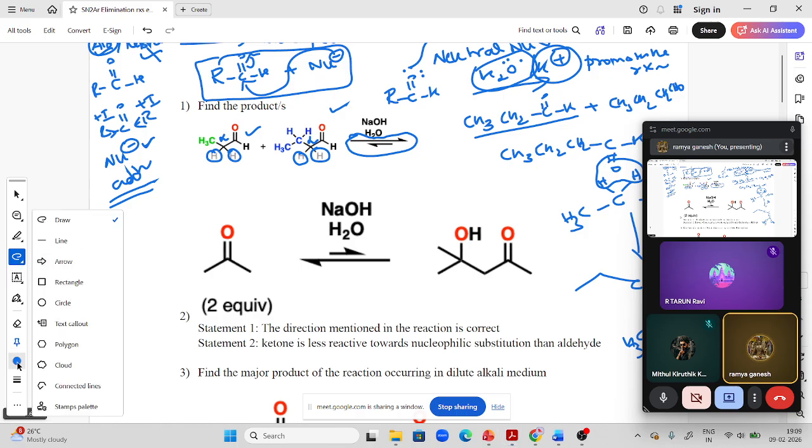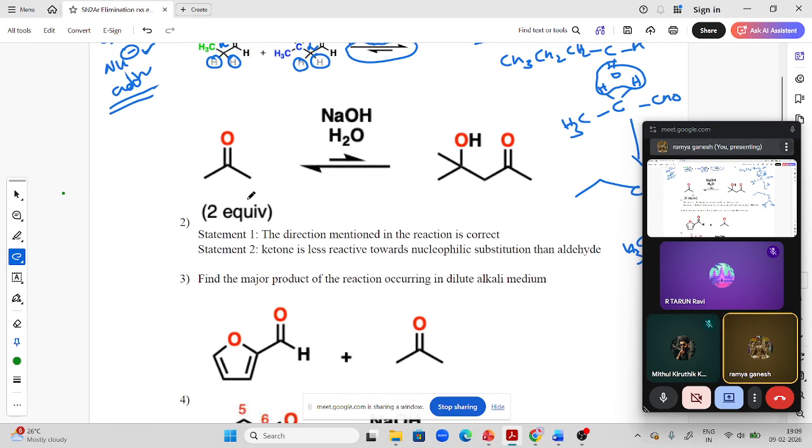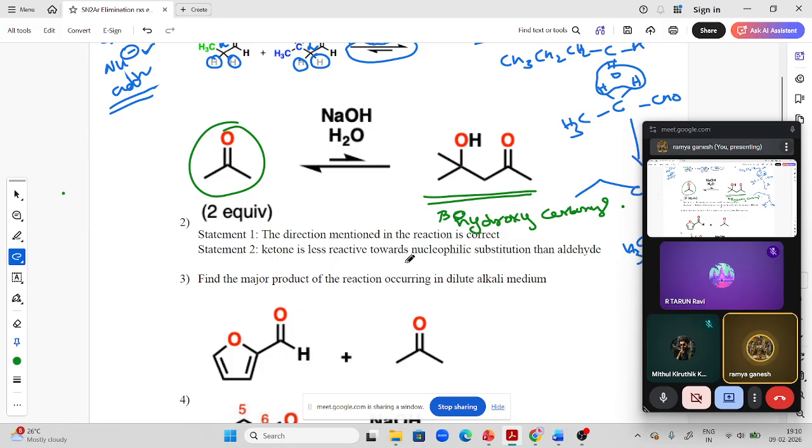Let's go for the next question. It's a statement based question again. The direction mentioned in the reaction is correct. You see that again the ketonic part is being obtained rather than forming a beta hydroxy carbonyl here. Ketone is less reactive towards nucleophilic substitution than aldehyde, and that is the reason. Whether these two statements are correct?